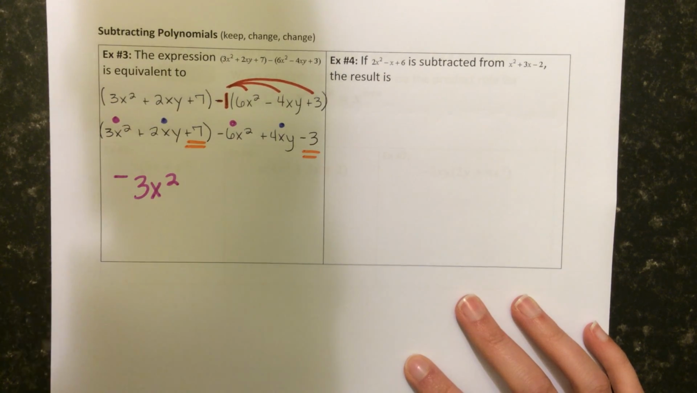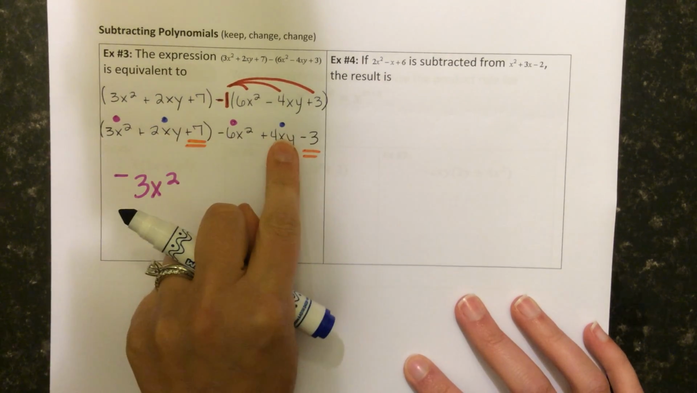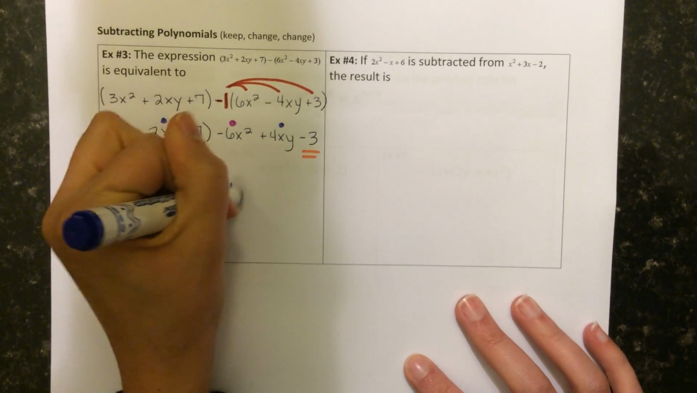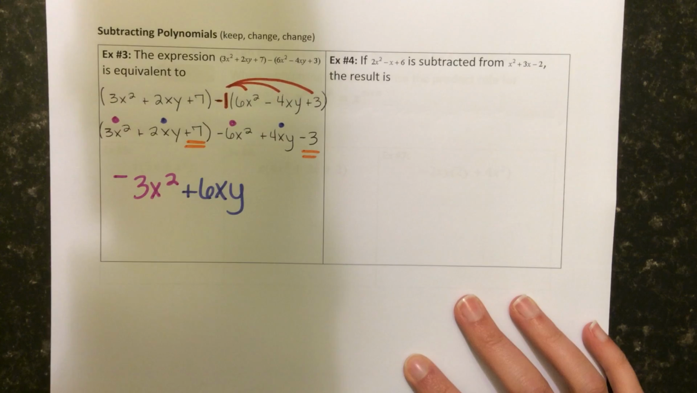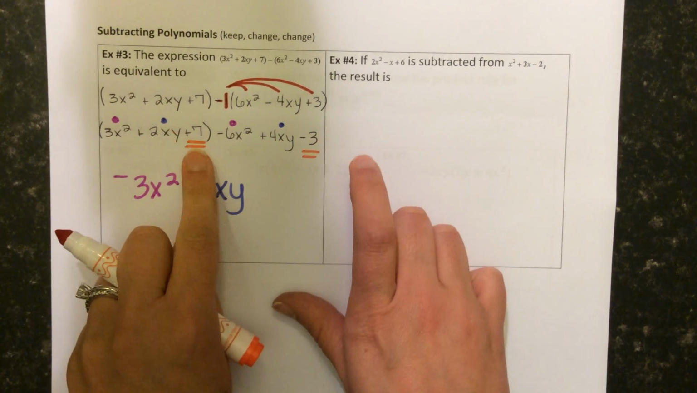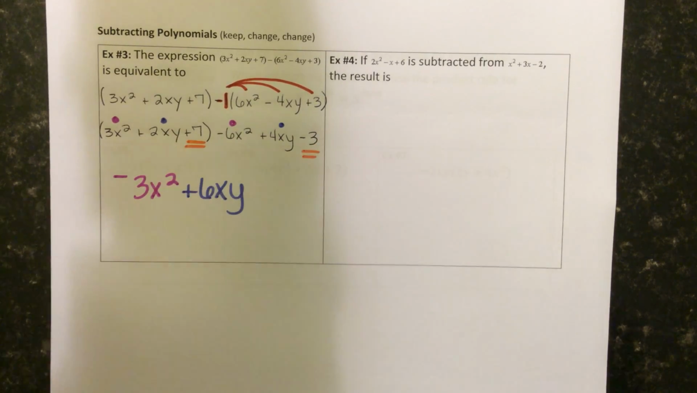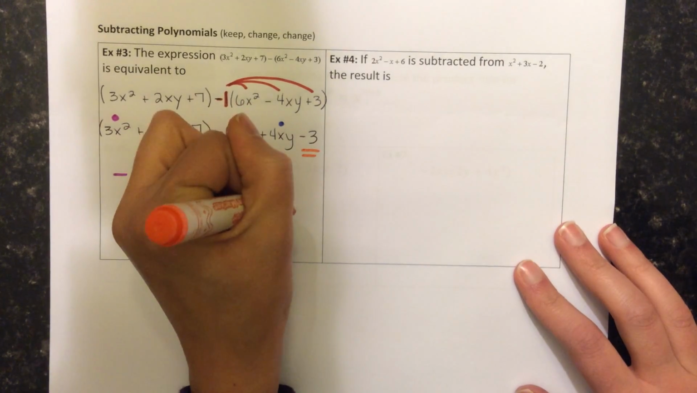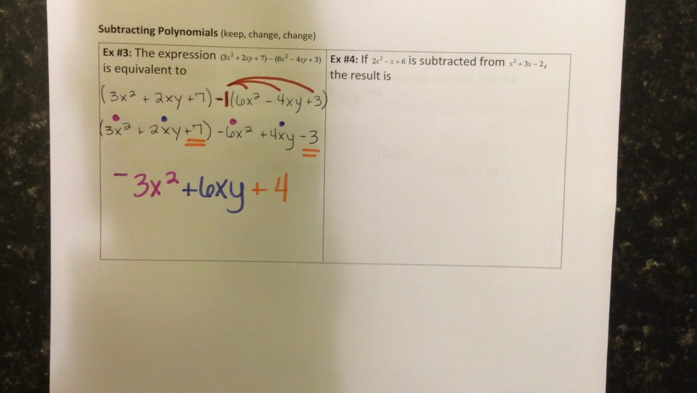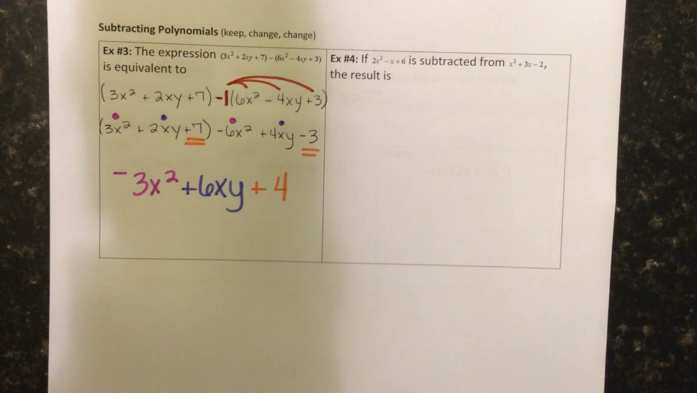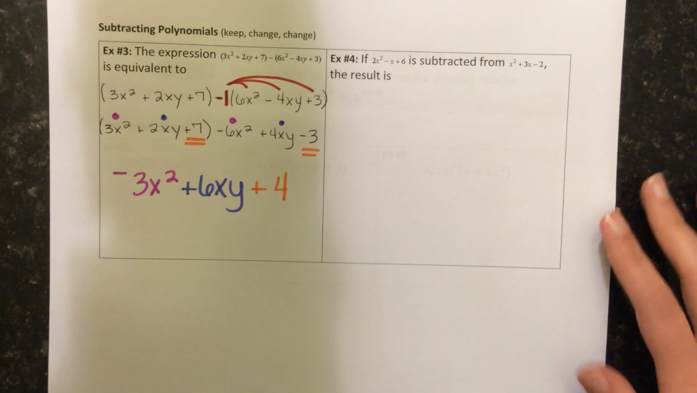Okay, if I add my xy's together, this gives me 6xy. And then my constants, again, I'm just looking at these, okay? So this is 7 plus -3, or you could think of it as 7 minus 3. Either way, this gives me a positive 4. That's my answer, okay? Now, I'm going to show you this more in a keep, change, change sort of way, okay? Still the same concept.